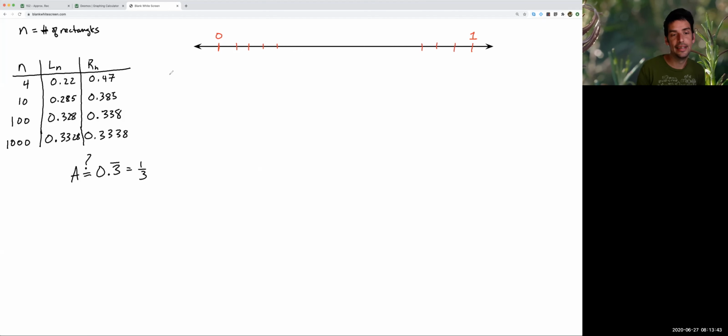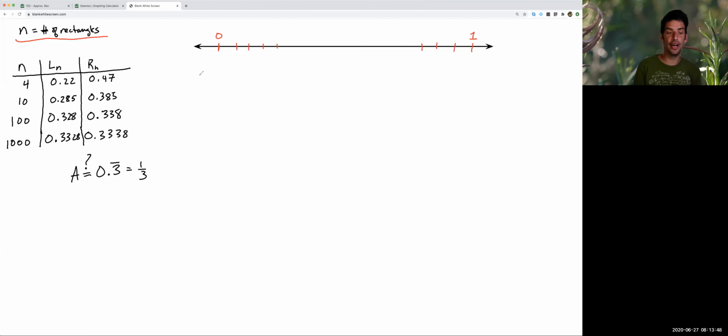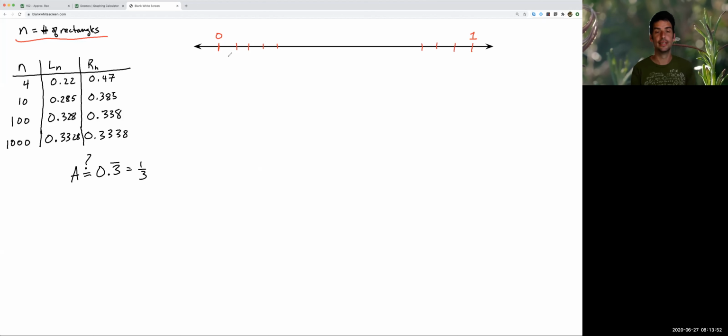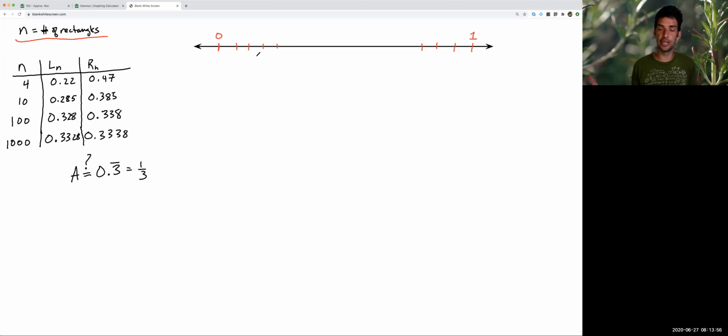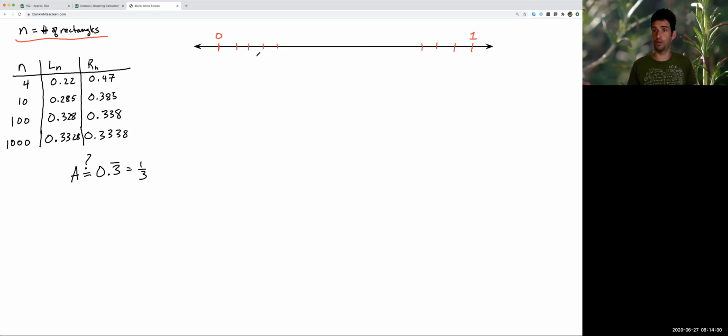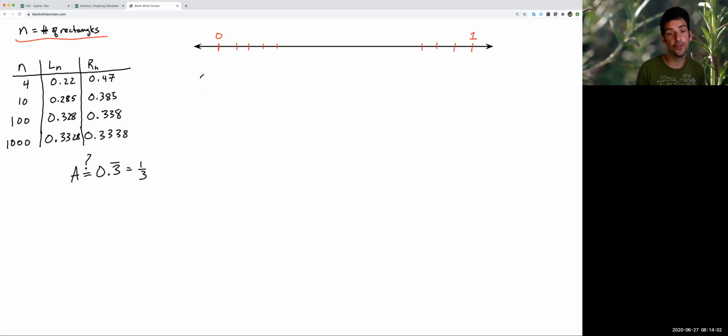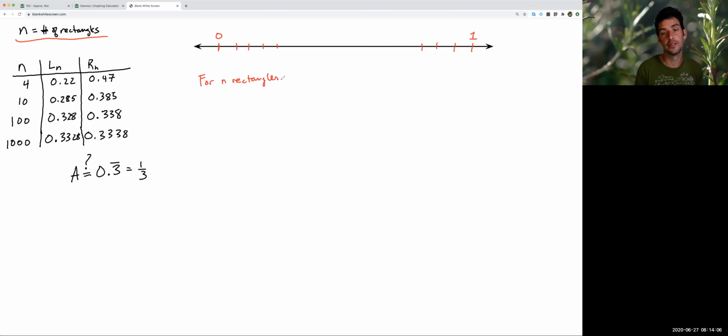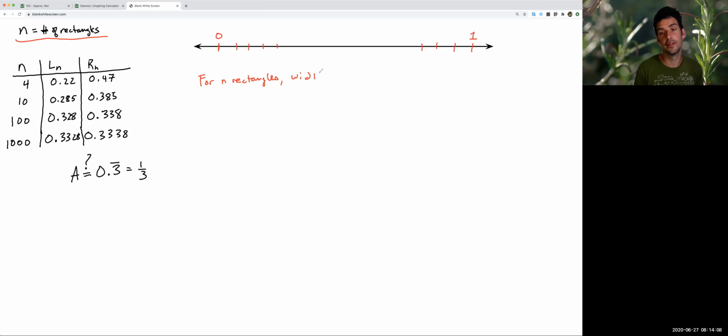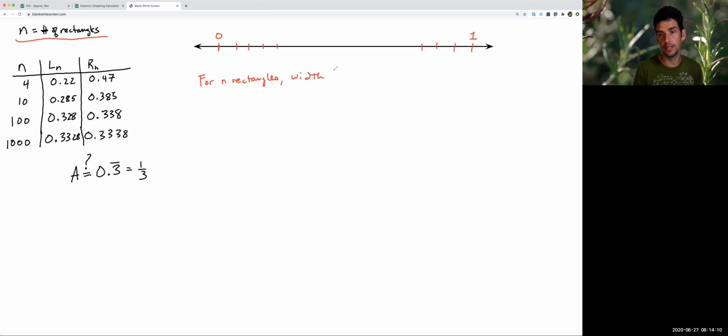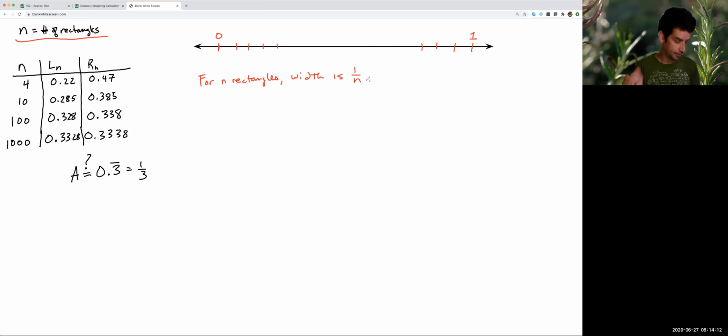Let's say, like we have here, n is the number of rectangles. If I were to chop this into n rectangles, how big is each rectangle? Well, let's just remember, when we did 2 rectangles, we took 0 to 1 and cut it in half. When there were 4 rectangles, we cut it into 4 pieces, we got 1/4 for the size of each piece. So for n rectangles, the width is 1/n.